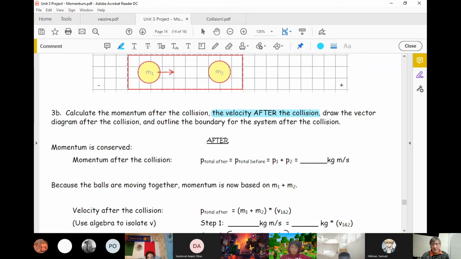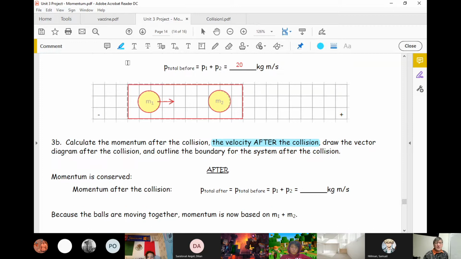I wonder if you're thinking about that. If momentum is conserved, Quetzali, and we know the momentum before, what can we say about the momentum after? The total momentum, not of any individual ball, but of the two balls combined. What do you say, Quetzali? What's the momentum afterwards?